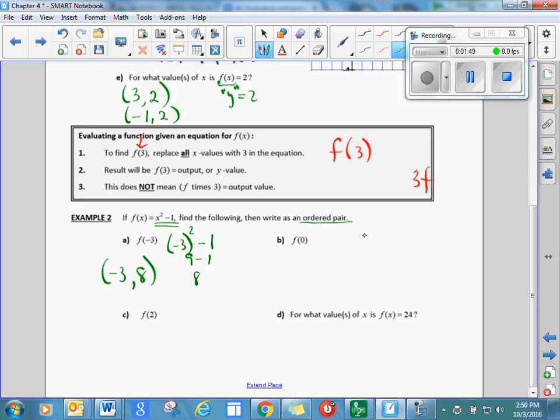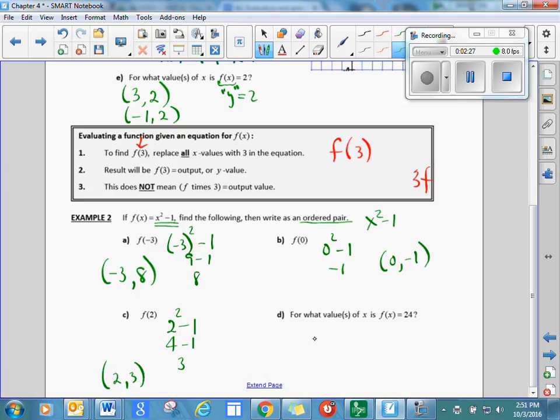What about f of 0? Again, we go back to the same equation. I'm going to remind you what the equation is right here. And we're going to replace x with 0. So 0 squared minus 1, of course, is just minus 1. And written as an ordered pair, we get 0, -1. Okay, let's keep going. F of 2, we're going to replace x with 2. This is pretty straightforward. We get 3, and our ordered pair as an answer is that.